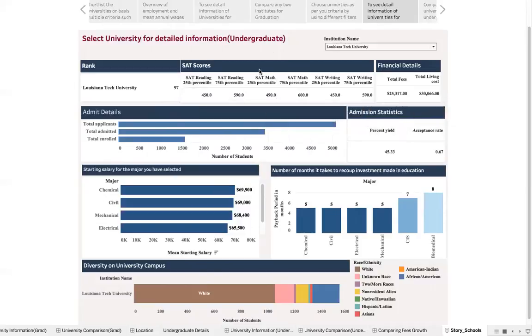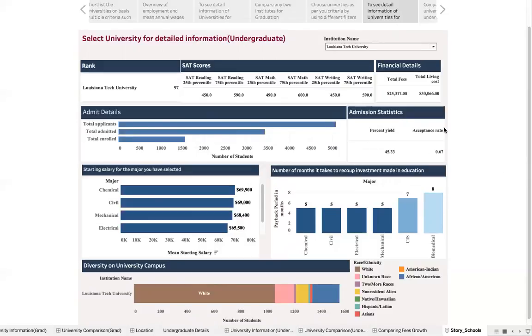Let me explain how the SAT scores work. Since I've already told you that SAT scores are categorized into reading, math, and writing, universities generally have the information that the 25th percentile of students from this university have scores in the range of 450 in reading, whereas the 75th percentile of students in this university have scores in the range of 590 for reading. Same goes for math and writing.